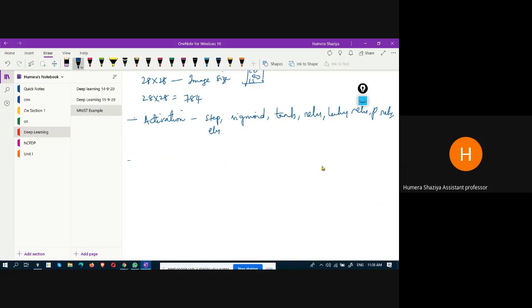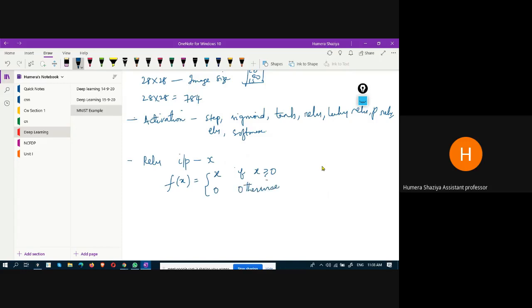We will be using mostly ReLU activation. Softmax, typically you use for the output layer. For the hidden layers, you use a ReLU activation function. What is a ReLU activation function? It receives an input, and if the input value, let us say, is x, then the function of ReLU is f of x equals x if x is greater than or equal to 0, and 0 otherwise.